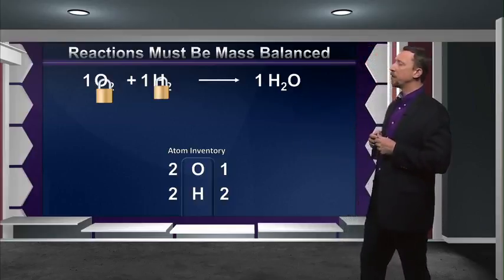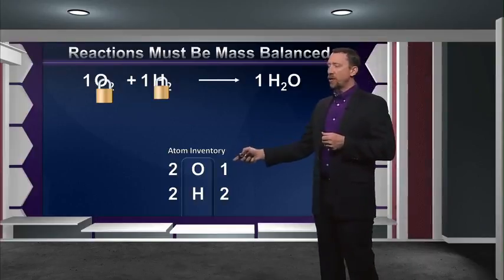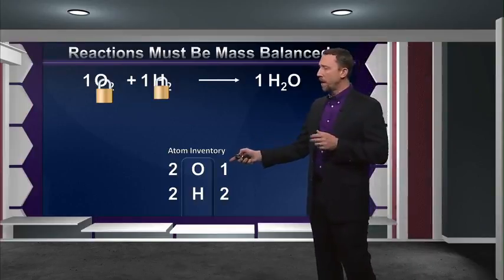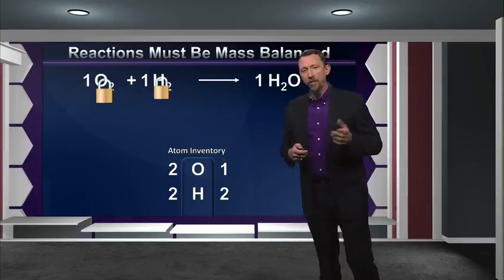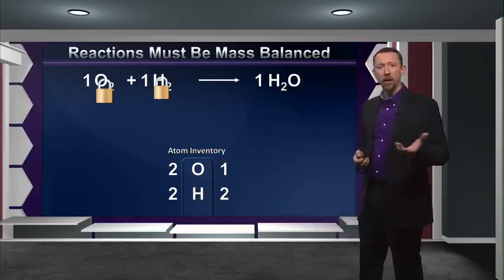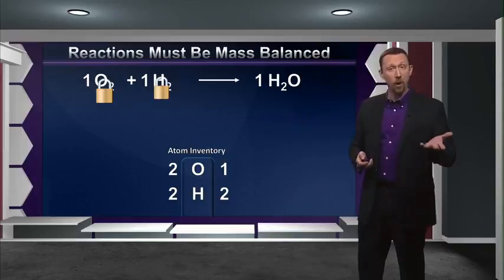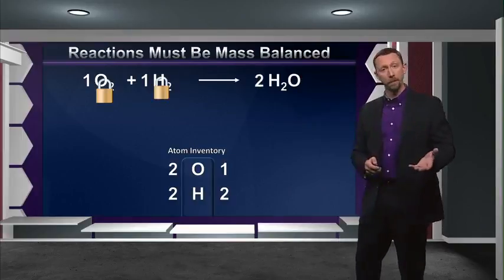Let's think about this for a moment. If I've got only one oxygen atom in my inventory on my product side, but I've got 2 on my reagent side, how can I fix that using a coefficient? Well, of course, I changed water's coefficient to 2.